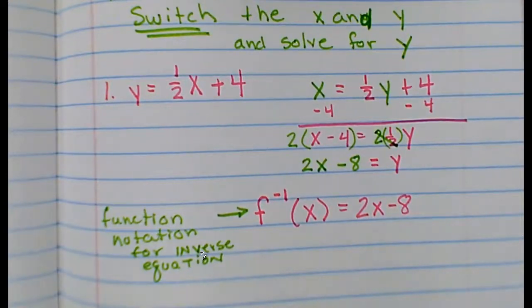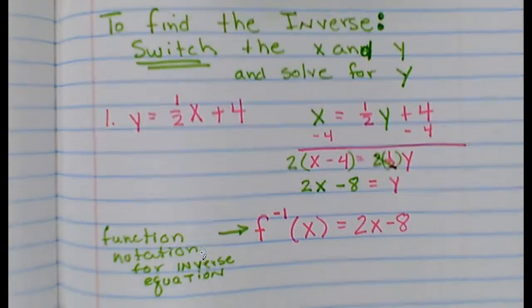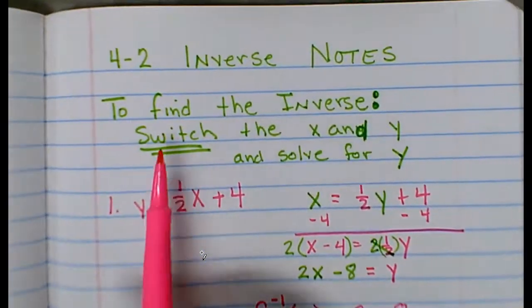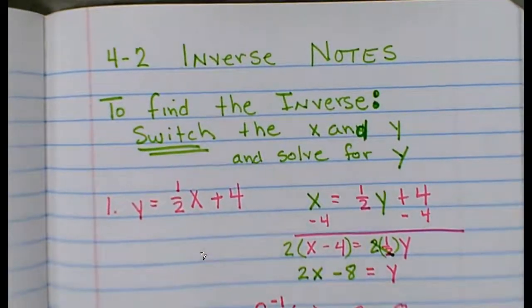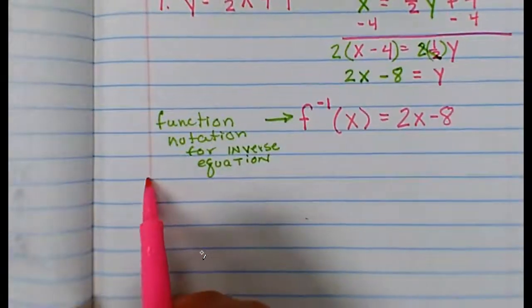Those are opposites. And that's what these kinds of equations do. They do the opposite operation. How do you find an inverse? You switch the x and y and solve for the y.